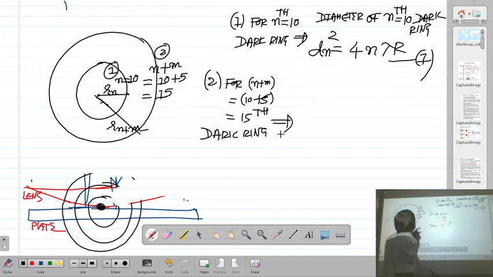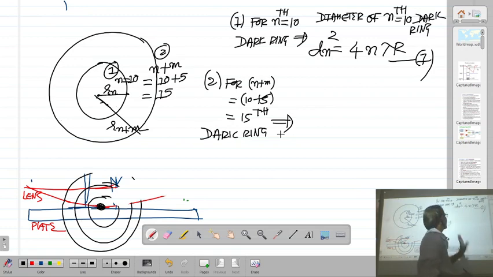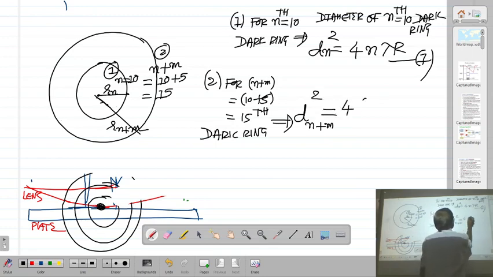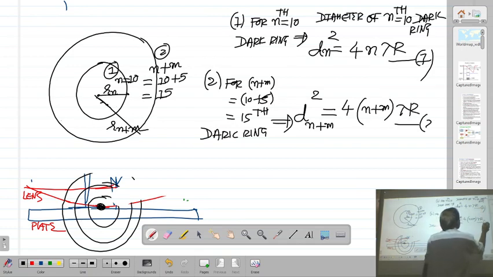What is the diameter of the n plus m order dark ring? The diameter of the nth dark ring is dn square equal to 4nλR. So if you want to write the diameter of the n plus m order dark ring, you have to replace this n by n plus m. So d(n+m) square is equal to 4 times n plus m, λR as it is.